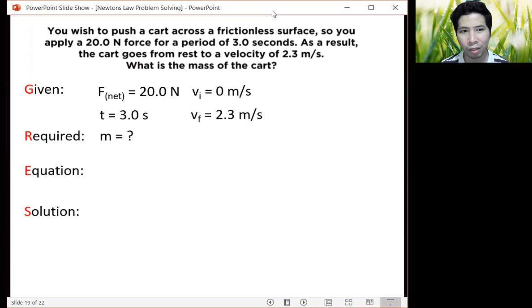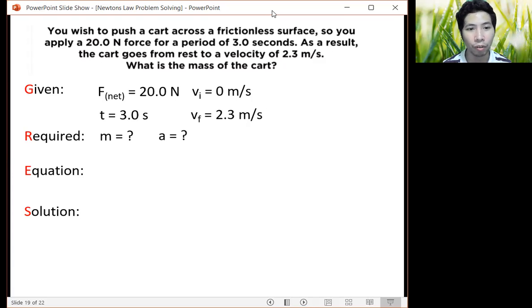The problem is, how am I going to solve this? So there's a problem within the problem. I don't have the acceleration. I only have the force, the net force. So how am I going to solve this problem? Well, this is how we are going to solve this. We have to find first the acceleration.